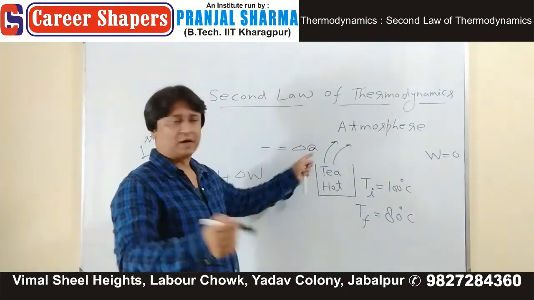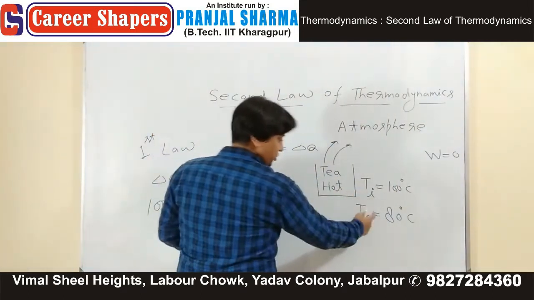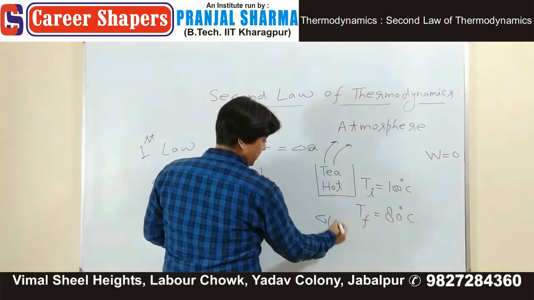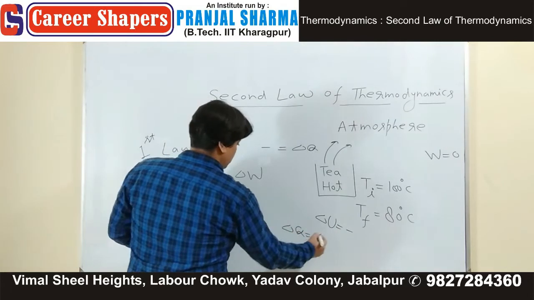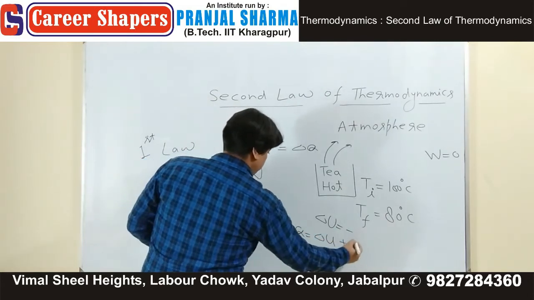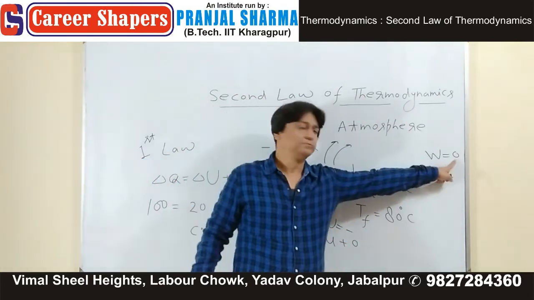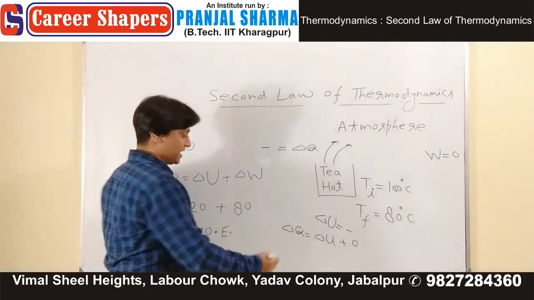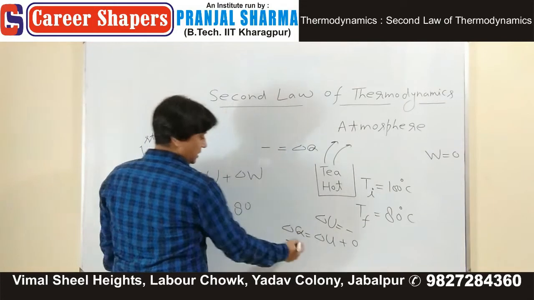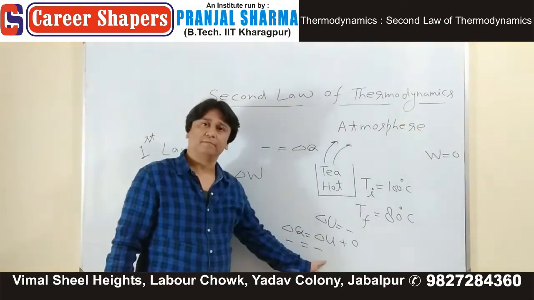Delta Q is what? Negative. Temperature is decreasing. Delta U is what? Negative. Delta Q is delta U plus W, which is zero. So everything is correct. Negative is what? Negative.